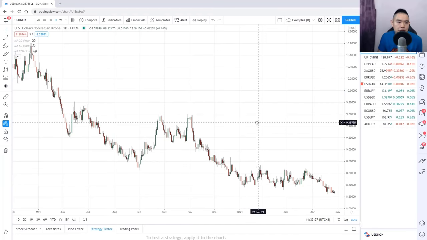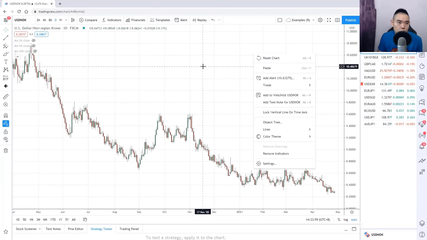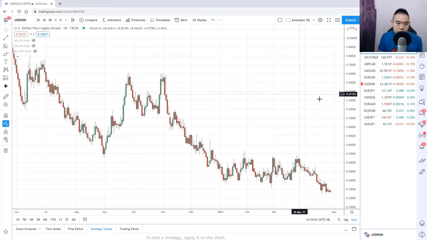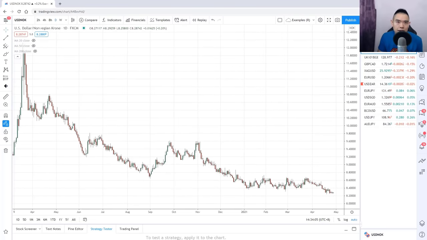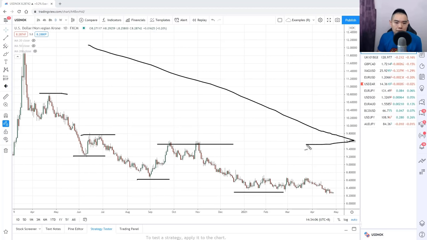Another example, dollar against the Norwegian krone. The platform I'm using is called TradingView. You can click reset chart and zoom out a little bit and then ask yourself, is this market heading higher or lower over time? So we can see a series of lower high, lower high, lower high, lower low, lower low, lower low. We can see that this market is heading lower.